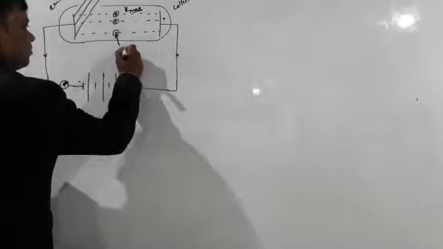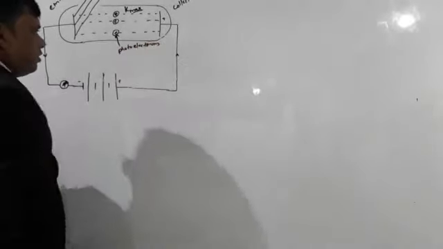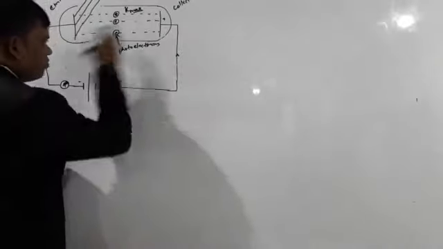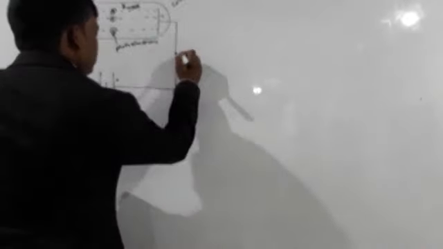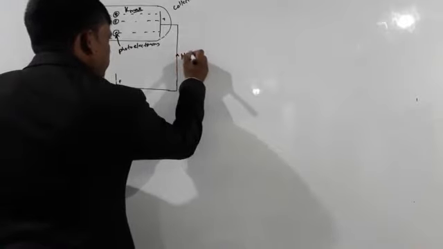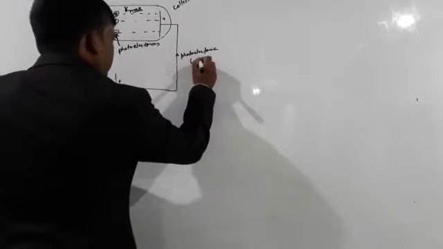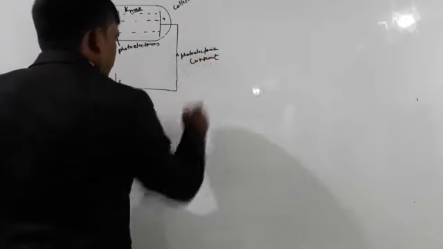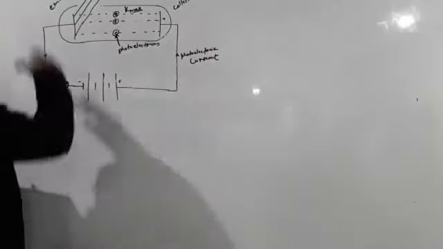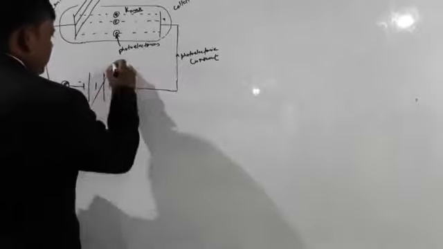The electrons are called photoelectrons. And the current in the circuit due to photoelectrons is called photoelectric current, and this effect is called the photoelectric effect. This is a variable battery.